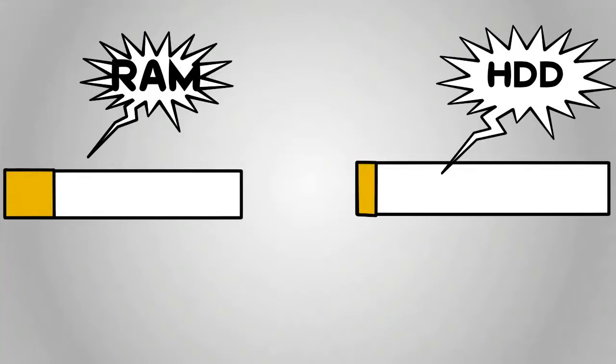Suppose the data access takes 3 minutes from the RAM, then if the data is accessed from your hard disk, the task will take around 3 months. That means the task will never be complete.